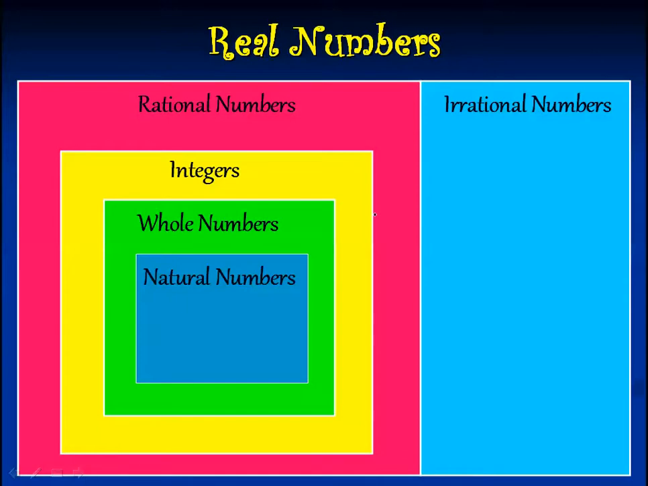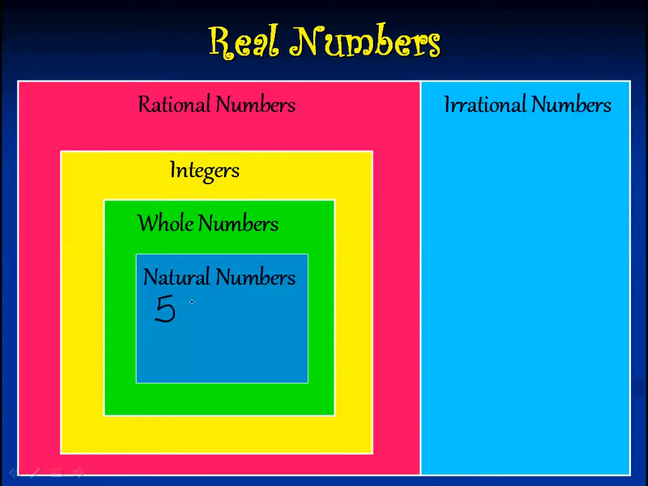Now let's talk about some numbers we could put in here. Let's say I gave you the number 5. The number 5 is a rational number because it could be written as 5 over 1, which would be a fraction. 5 is also an integer. 5 is a whole number. 5 is a natural number. So since it fits all of these boxes, I'm going to put it in the smallest box because that indicates that 5 is not only a natural number, but it is also a whole number, an integer, and a rational number.